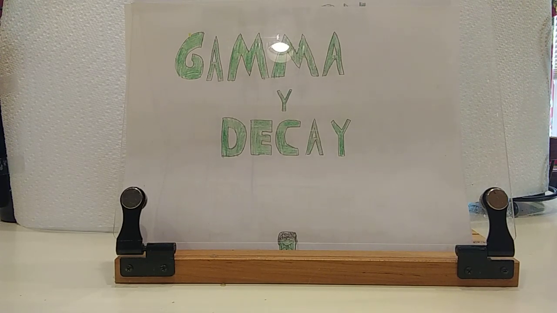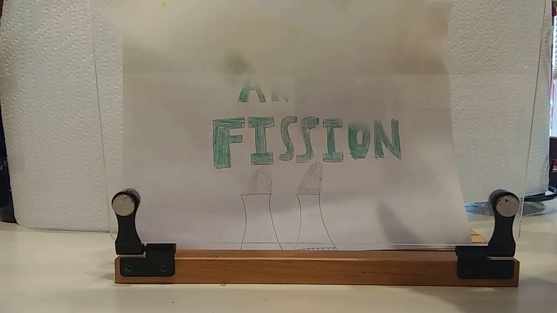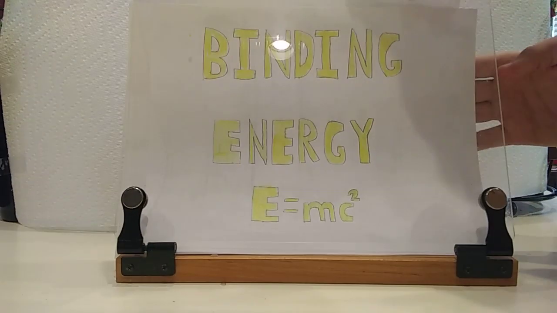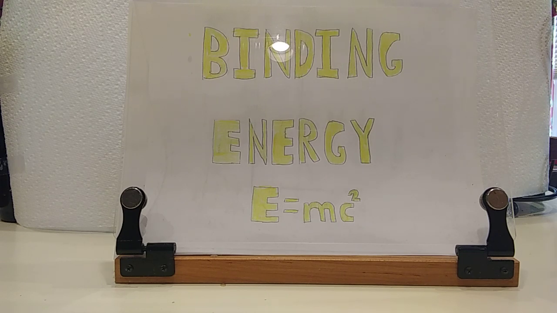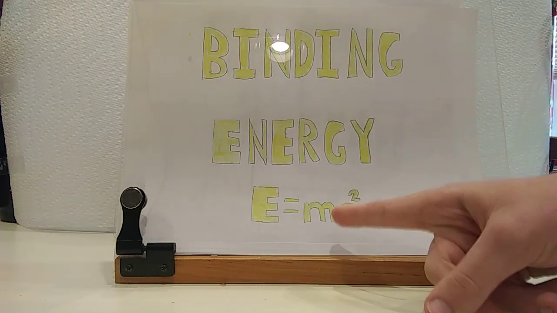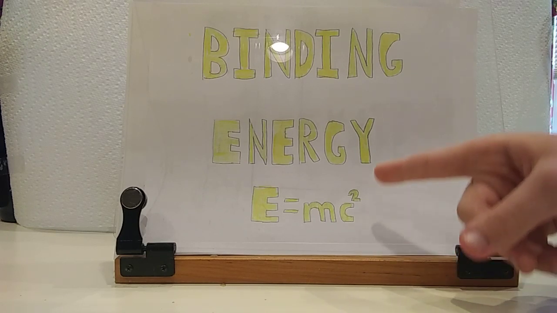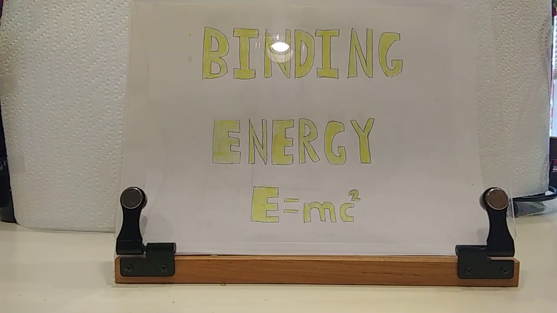Now, the energy needed to remove nucleons, which are what make up a nucleus, protons and neutrons, from a nucleus is called binding energy. And it is represented by E equals mc squared. And if you haven't heard about that, you're living under a rock. Basically, it means energy equals mass times the speed of light squared. It says that energy and mass are interchangeable.